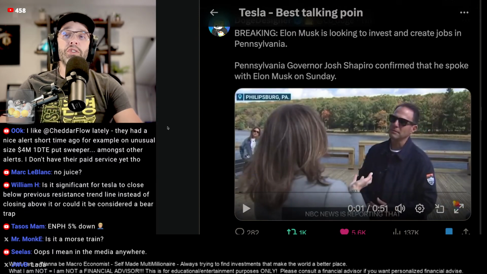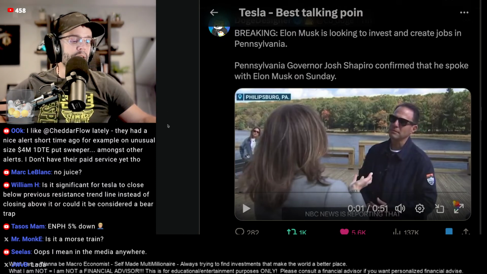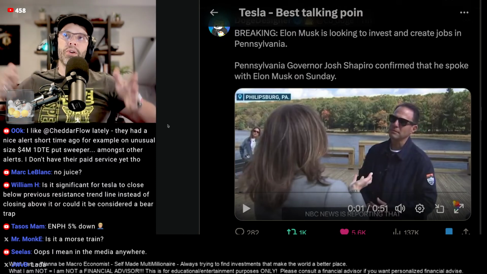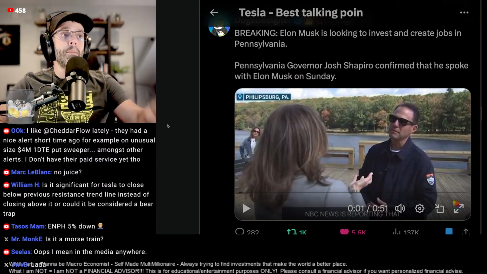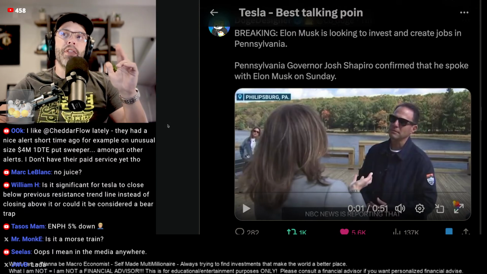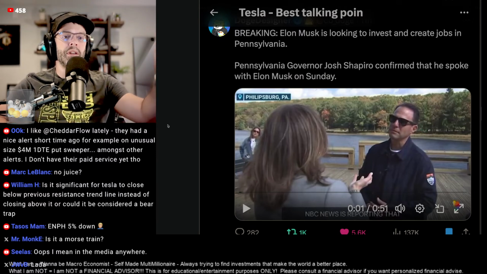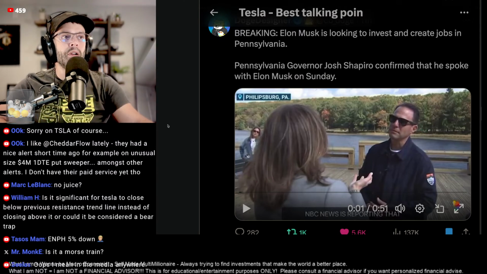So first off, I love this. You've got to realize you've now got headlines with Elon Musk and Shapiro, and Elon Musk looking to create jobs in Pennsylvania, the most powerful swing state. If Trump won this, he's got a 93% chance of winning the presidency in 2024. And then you see headlines where Elon Musk is good for Pennsylvania, and then you see Elon Musk saying vote for Donald Trump.